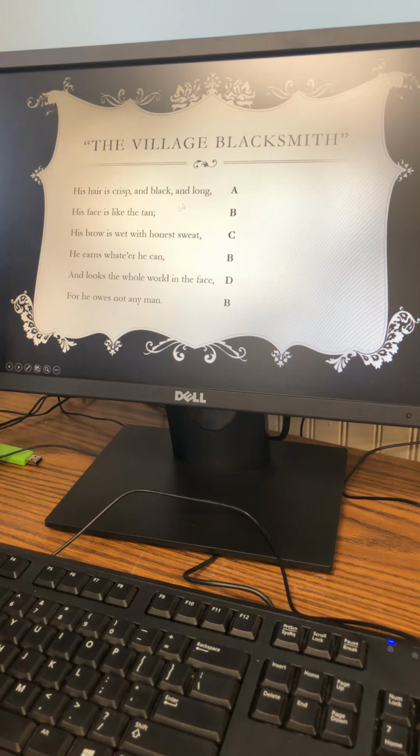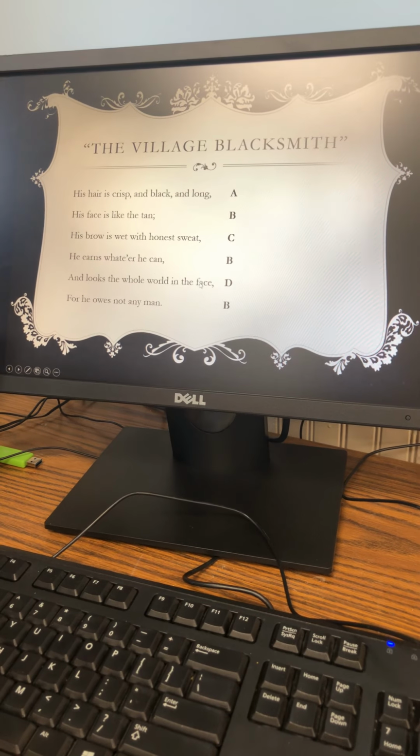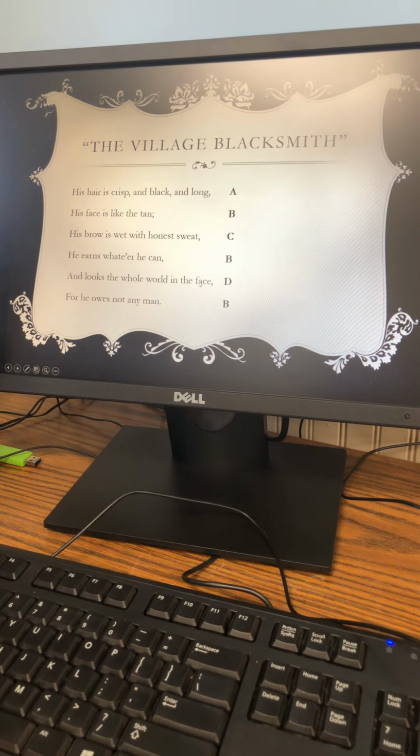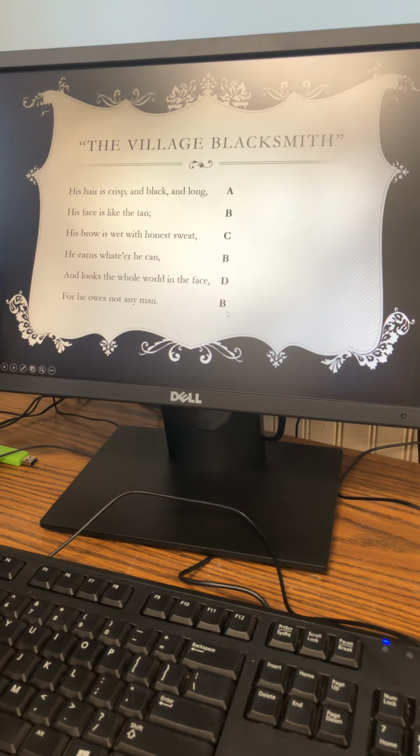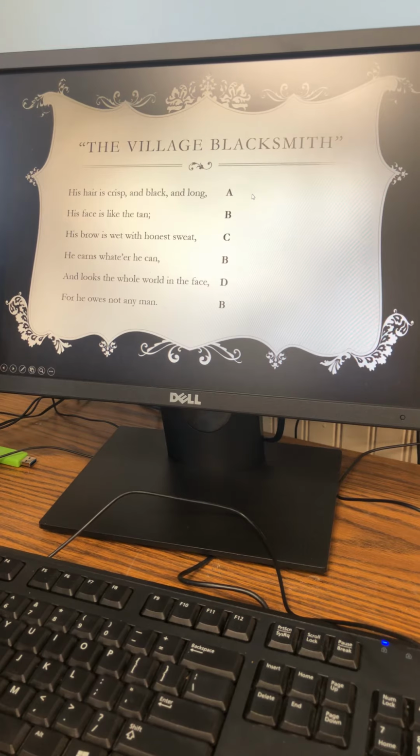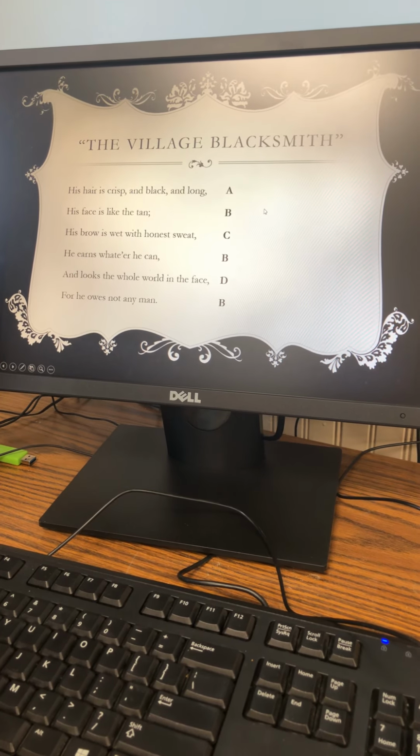And looks the whole world in the face. Face does not rhyme with long, tan, or sweat, so it gets the next letter, which is D. For he owes not any man. Man does rhyme with tan, so you would assign it the letter B. Your rhyme scheme is A, B, C, B, D, B.